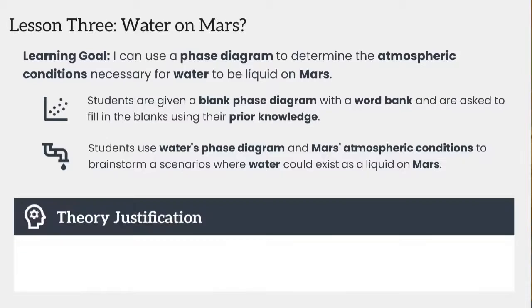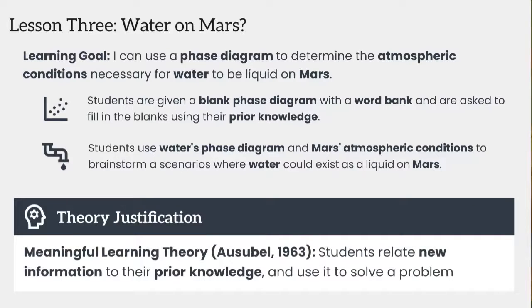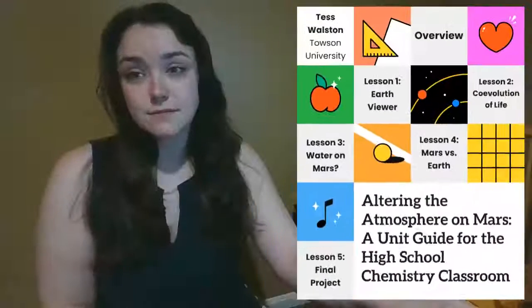The theory used for this lesson was the meaningful learning theory. Students relate the new information of phase diagrams to their prior knowledge of the states of matter in order to solve the problem of having water on Mars.